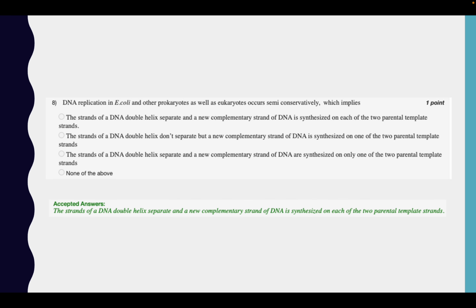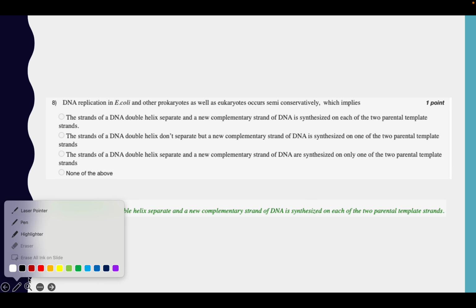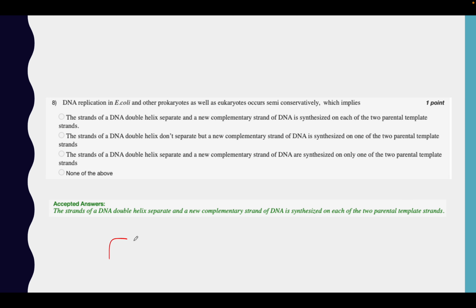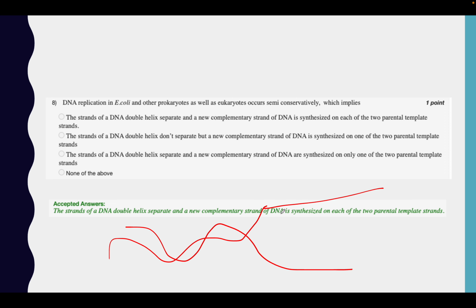And in E. coli and other prokaryotes as well as eukaryotes, it occurs semi-conservatively. This implies that the strands of the DNA double helix separate and a new complementary strand of DNA is synthesized on each of the two parental templates. So you might have seen the process that in DNA replication, like this, the strands are separated and new strands are formed.